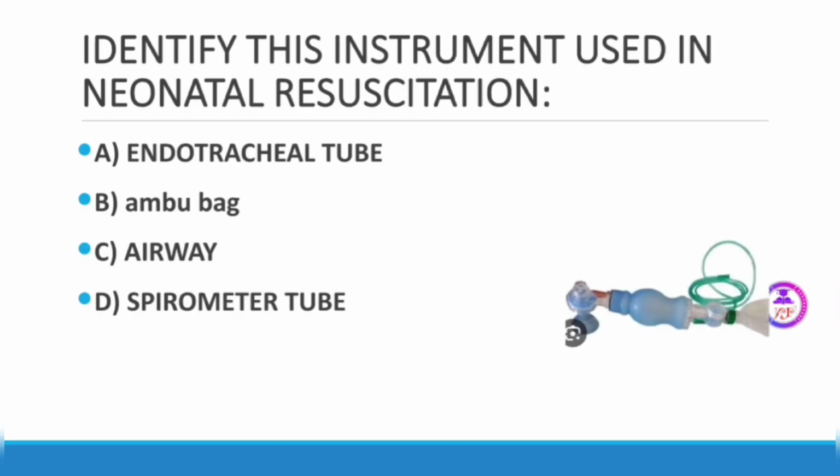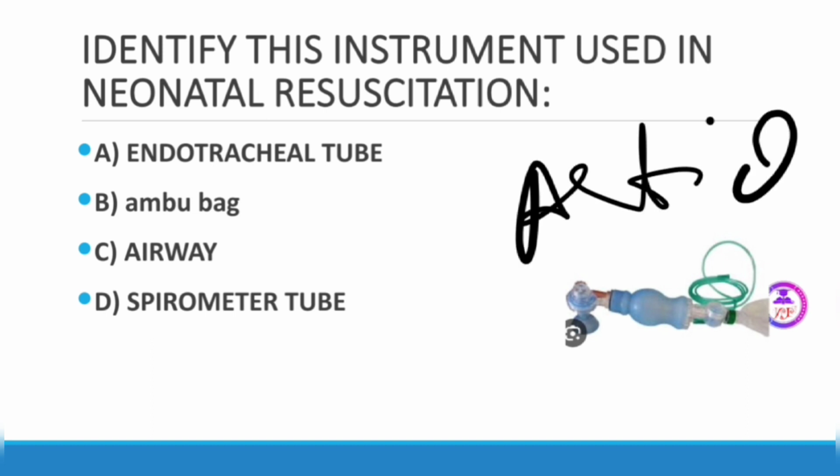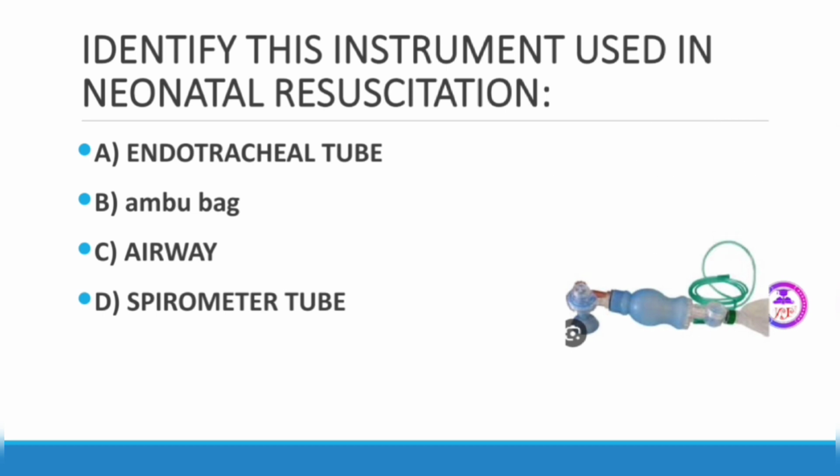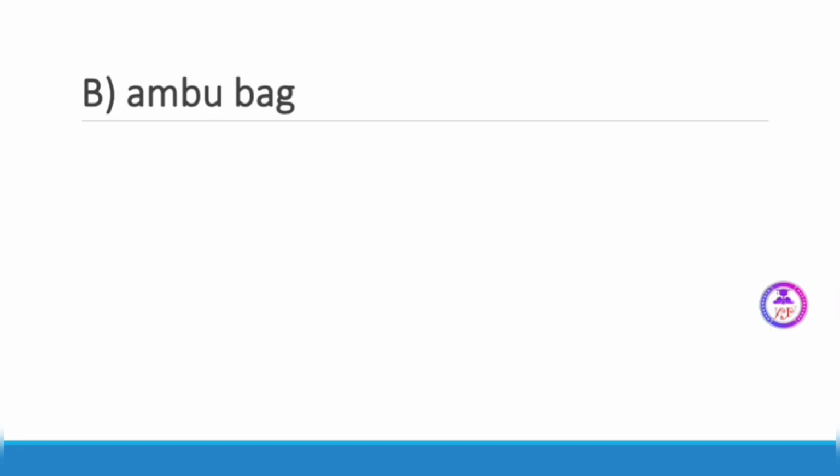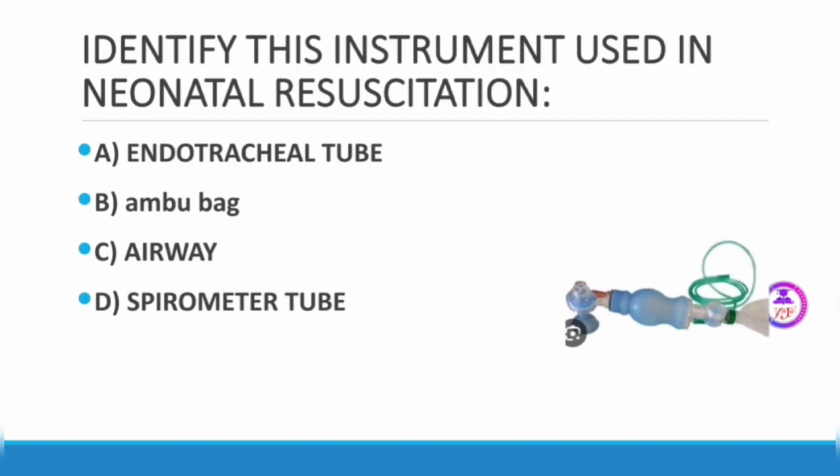Identify the instrument used in the neonatal resuscitation. This is an article actually used in the neonatal resuscitation. So what is it? Endotracheal tube, ambu bag, airway, spirometer. So this particular product item is ambu bag. See, this is an ambu bag.